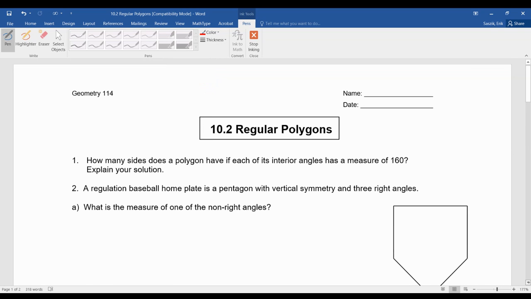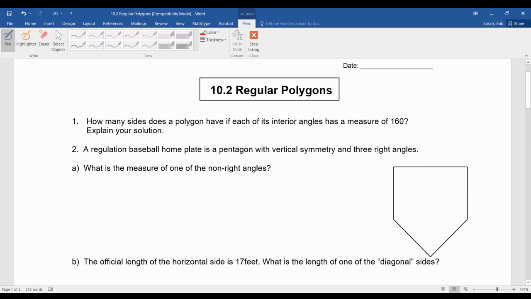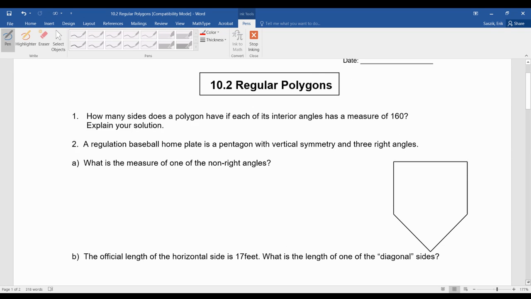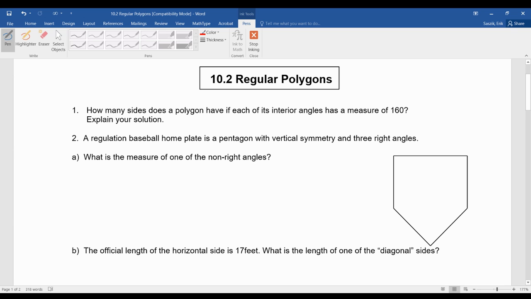We are continuing with polygons today. And I'm going to quickly do this first opener. How many sides does a polygon have if each of its interior angles is a measure of 160?